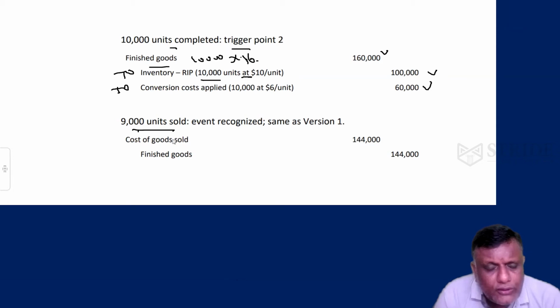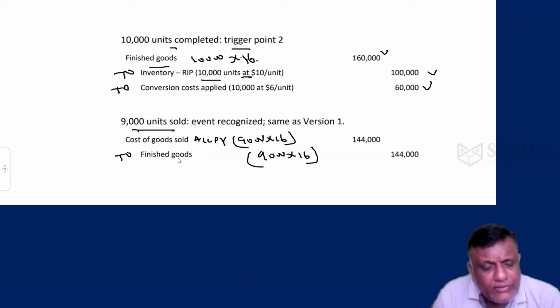Next, 9,000 units sold. COGS account debit to finished goods account. So 9,000 into 16, to finished goods 9,000 into 16. So 9,016 transferred to COGS, and finished goods to be cancelled. COGS debited, finished goods credited. Now finished goods become COGS.